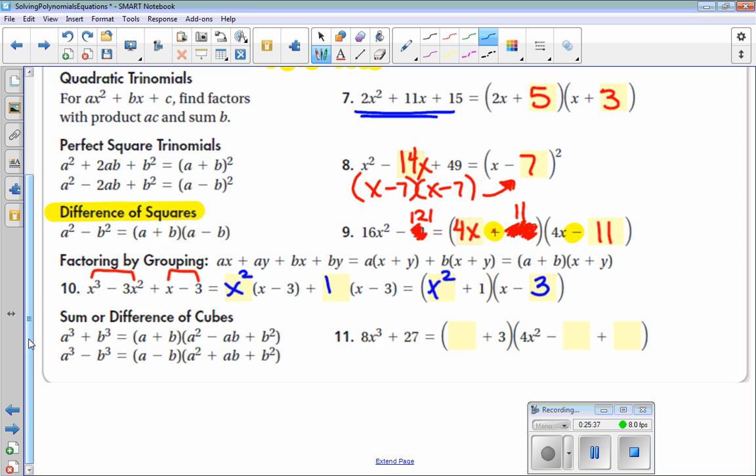You're just looking at factoring by grouping. You're looking at your first two and your last two. You have a 4-term polynomial. Again, all of this is review up to this point. This last one is what we need to add to our foldable.